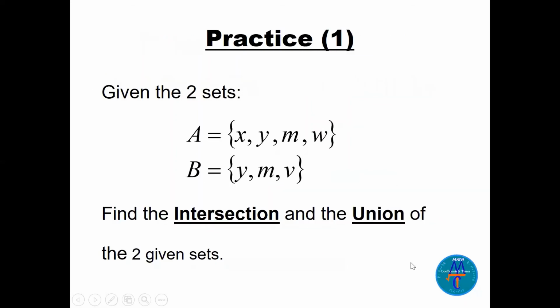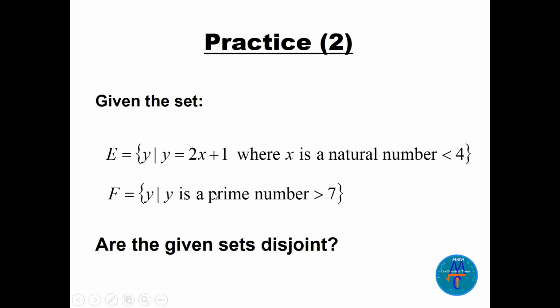Now you can see practice 1, very nice question. Given the sets A and B, find the intersection and the union of the given two sets. So you have to find A intersection B, easy, but you have to know the words. This is the aim here, to understand the words. Union: find A union B, you can find the answer. Practice number 2 also: find the set E, find the set F. Check the numbers, natural numbers, prime numbers, even numbers, odd numbers in the basic math terms on real numbers. Now, are the sets disjoint? Go back and check the meaning of disjoint and then answer.